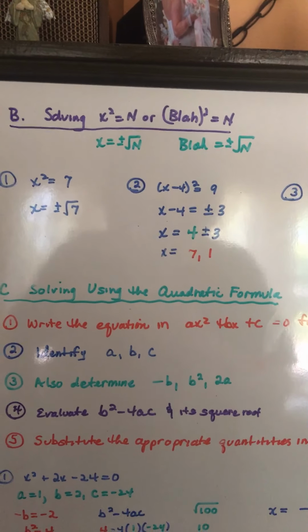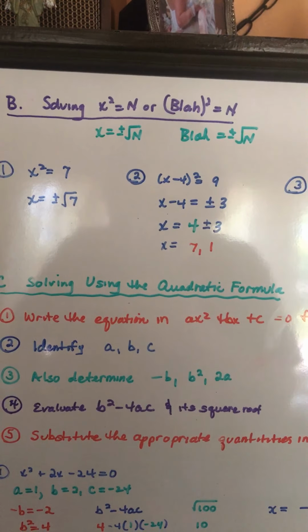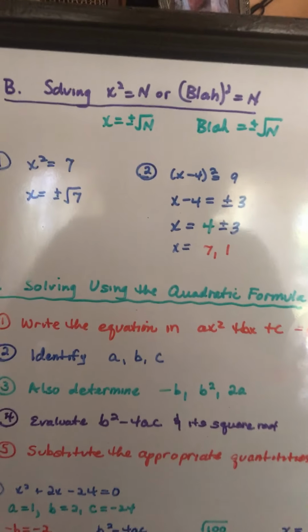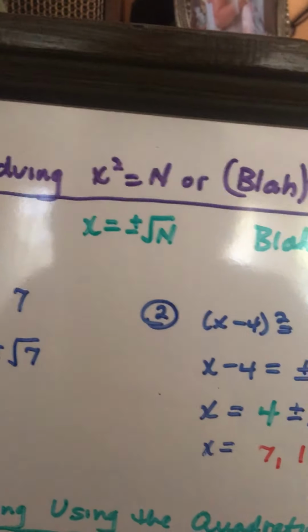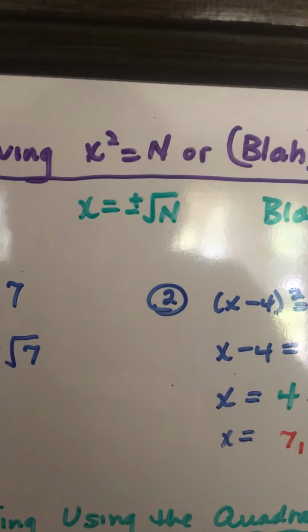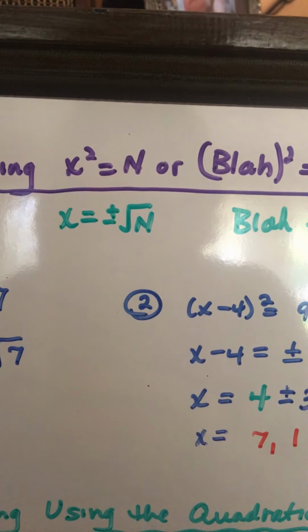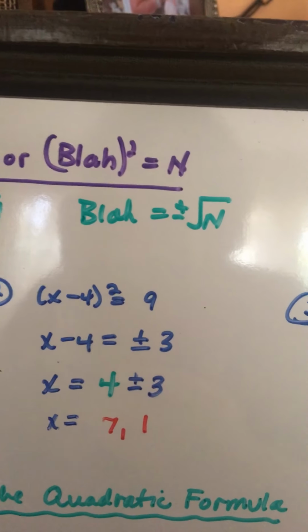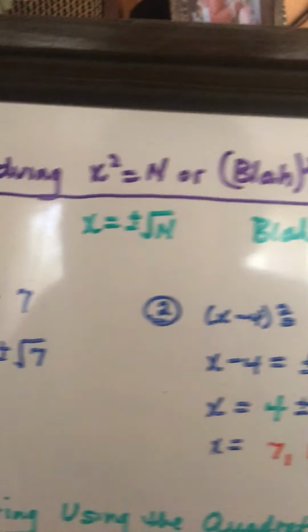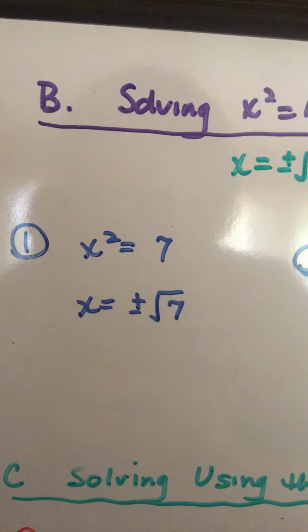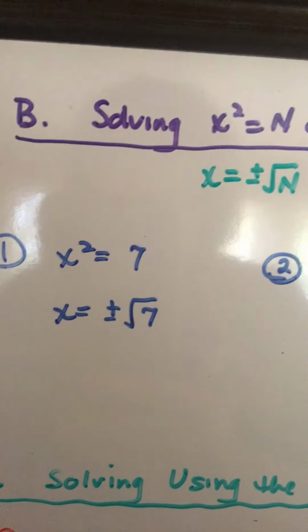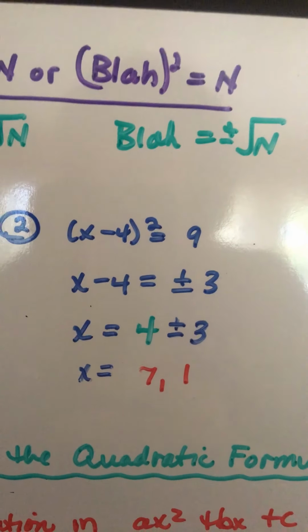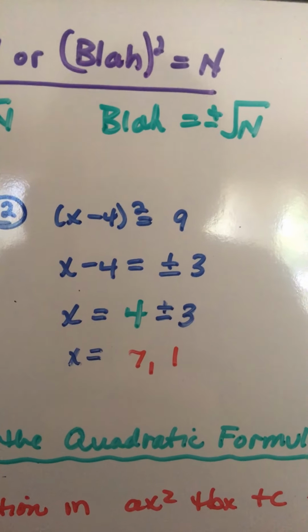The second method, x squared equals n, or blah squared equals n. How do you solve x squared equals n? Well, you could have factored it, but we namely take the square root of each side and plus or minus the numeric. Blah is equal to plus or minus whatever the numeric is. So x squared equals 7 becomes x equals plus or minus root 7. Blah squared equals 9 becomes blah equals plus or minus 3.